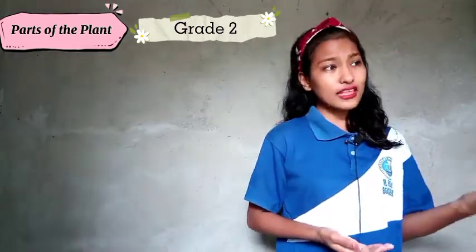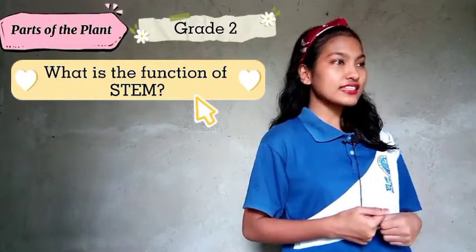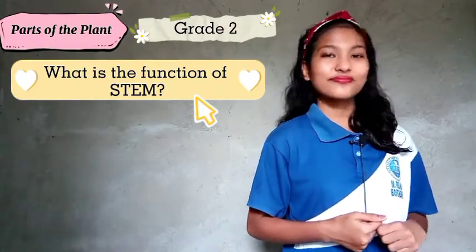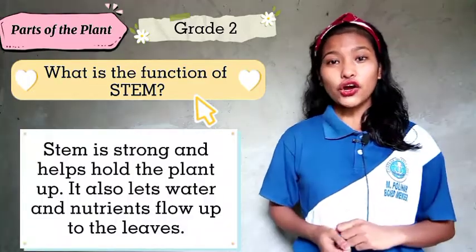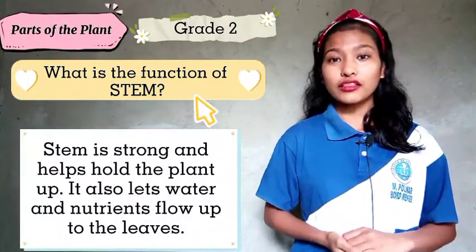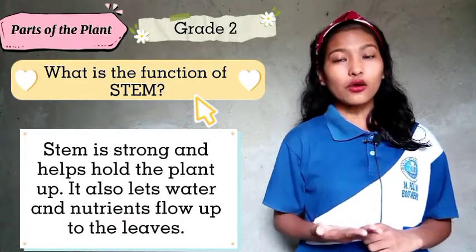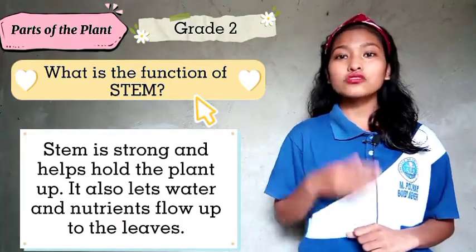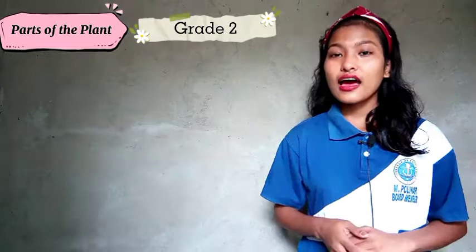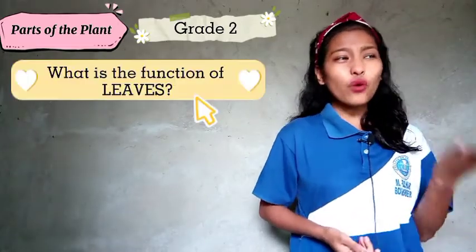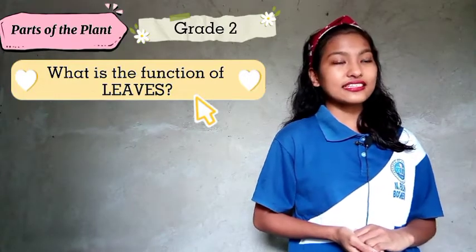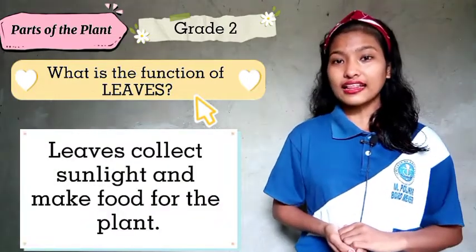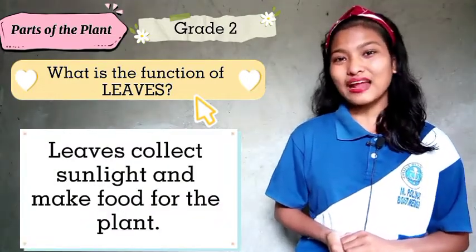What about the stem? What is the function of the stem? Good job! The stem is strong and helps hold the plant up. It also lets the water and nutrients flow up to the leaves. How about the leaves? What is the function of the leaves? Yes, leaves collect sunlight and make food for the plant.